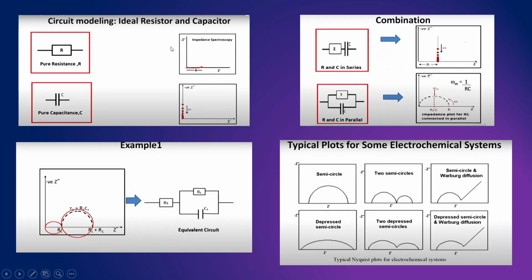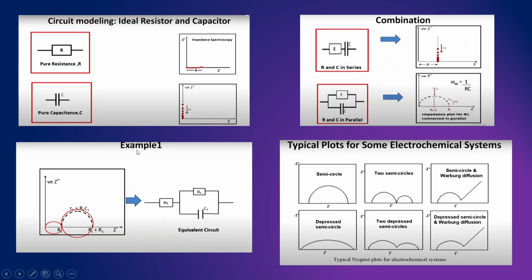So here are some examples of circuit modeling. For a pure resistor, the plot is just a straight line along the x-axis. And for pure capacitance, it is a line along the y-axis, negative Z. And for example, you can see here, for a resistor and capacitor in series, the graph can be plotted as this. And if the resistance and capacitance are in parallel, this can be plotted as this.